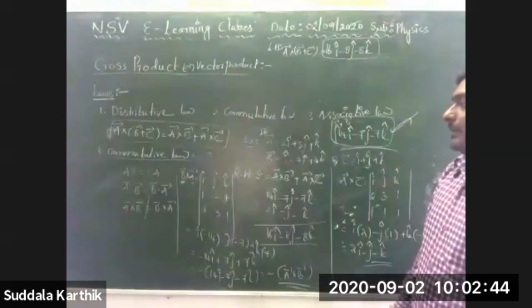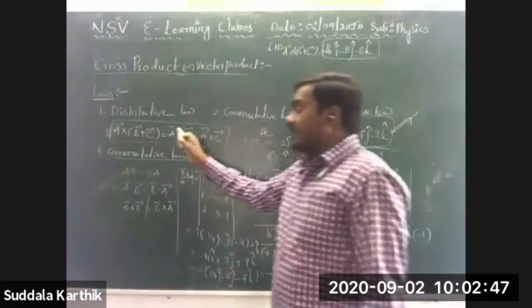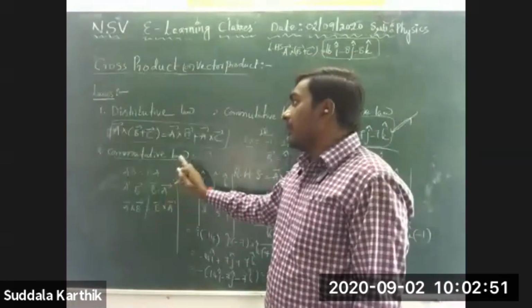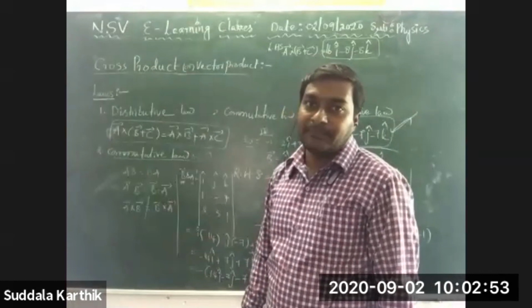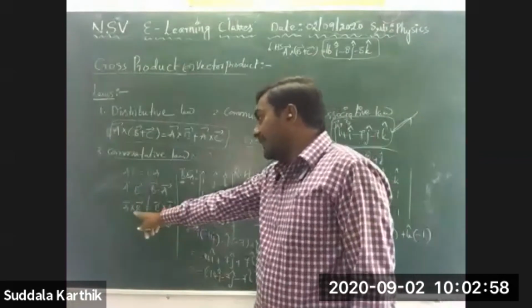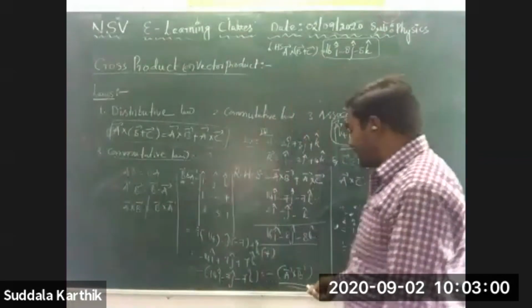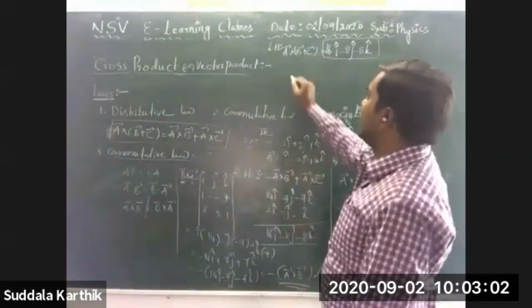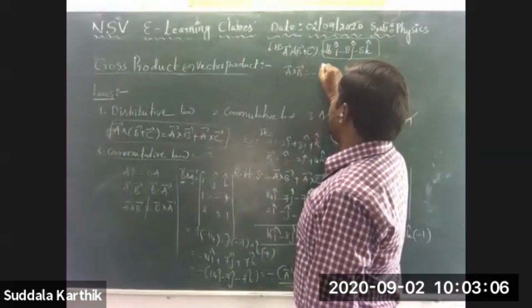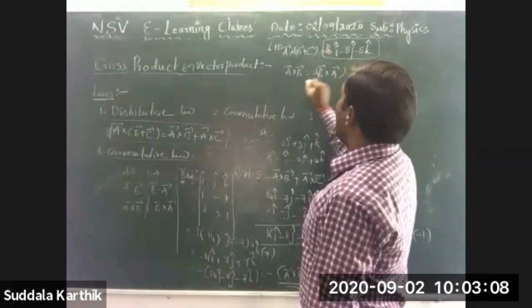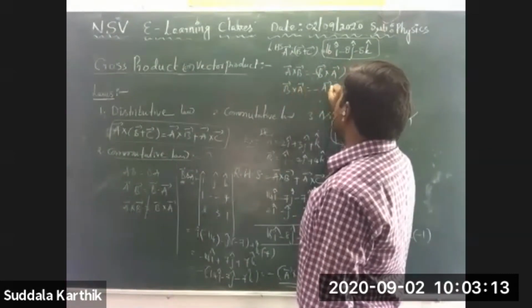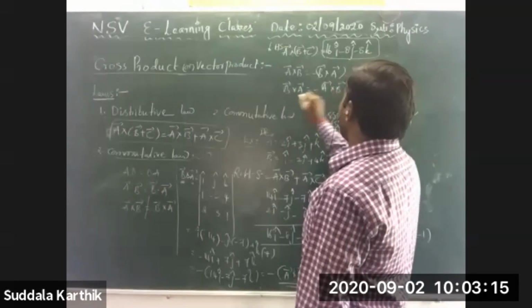Very important: the distributive law is as usual in both dot product and cross product, but the commutative law is not obeying. Always A bar cross B bar is equal to minus B bar cross A bar, or B bar cross A bar is equal to minus A bar cross B bar.